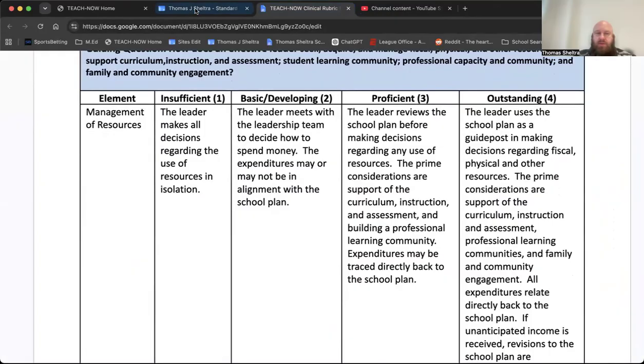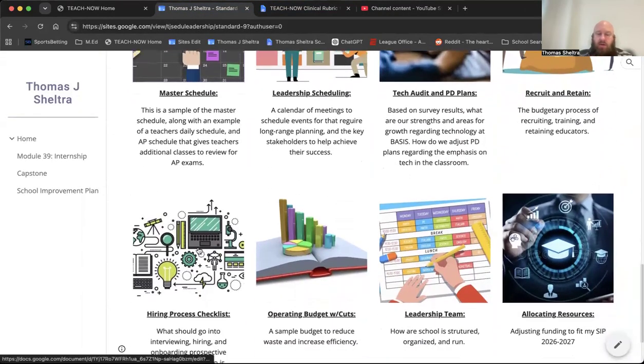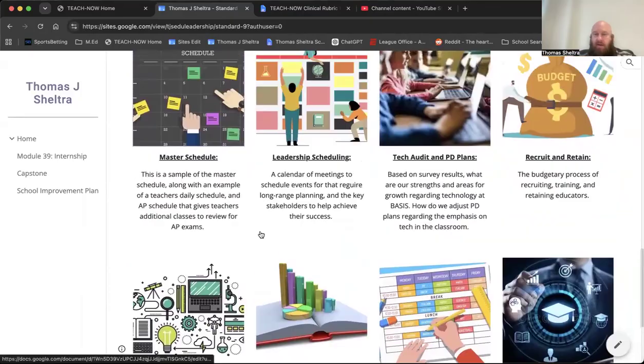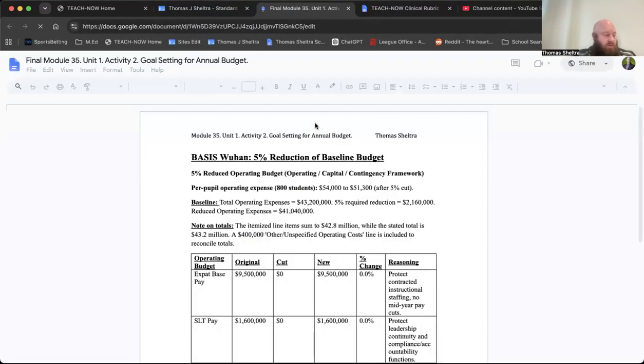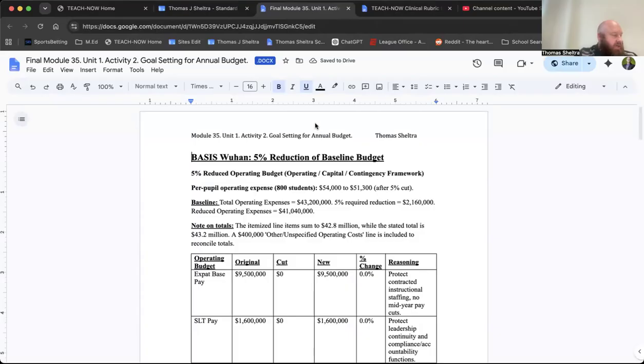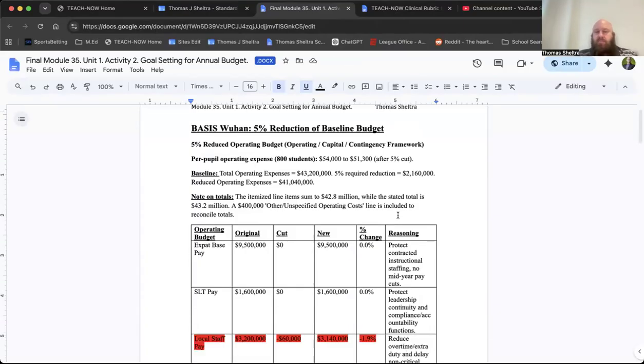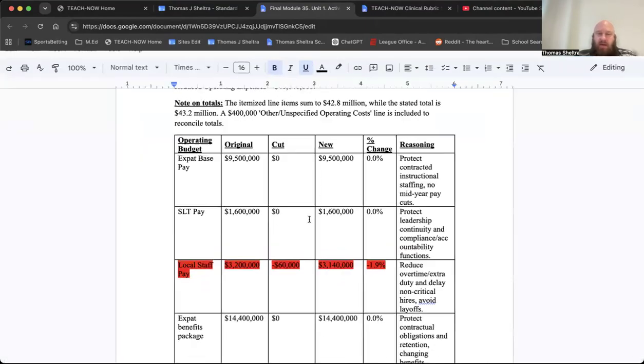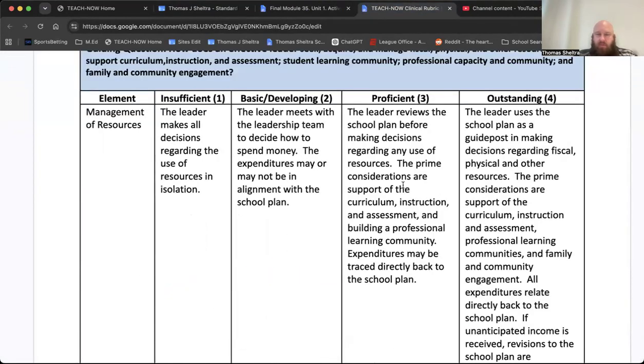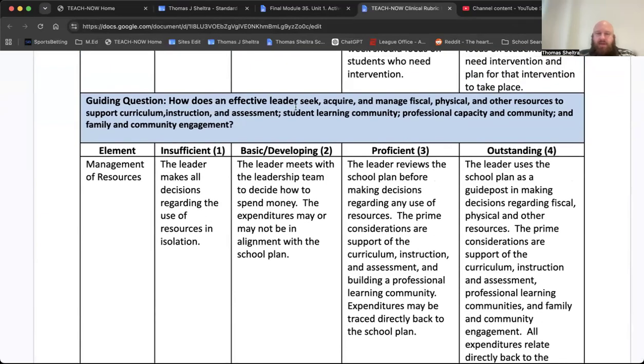The next thing is management of resources. And so here we're going to look at the budgeting that I did, which is to guesstimate budget cuts that could be made. And so if we look here at the rubric, how does an effective leader seek, acquire, and manage fiscal, physical, and other resources to support curriculum, instruction, and assessment, student learning community, professional capacity and community, and family community engagement?